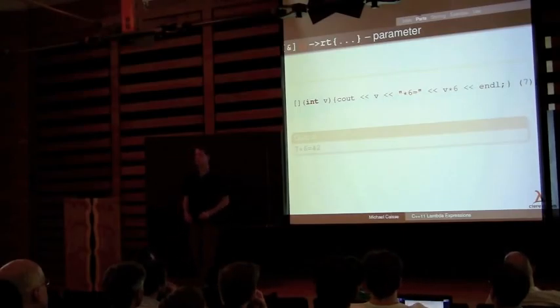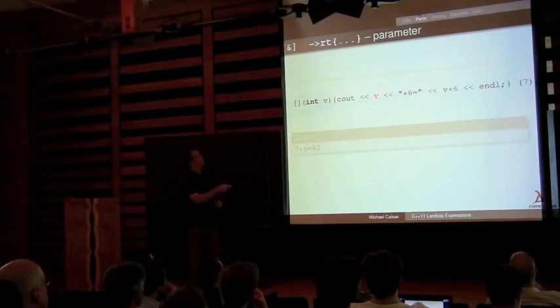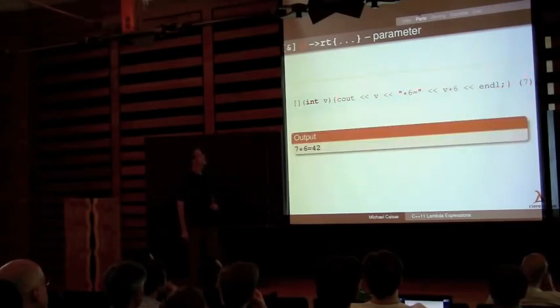We can pass parameters, and we can do things inside of our statement as we would expect. So here we're now passing in our 7. And of course, we get 42 because that's important.